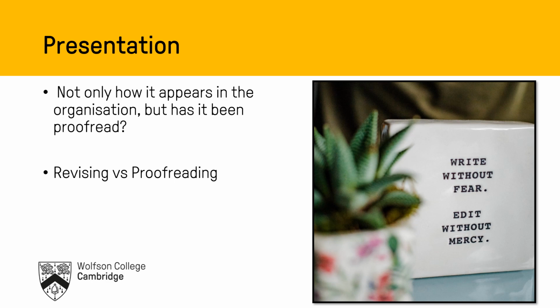This also points to another important element. Don't revise and proofread at the same time. Focus on one or the other in order to do the best job with each process.